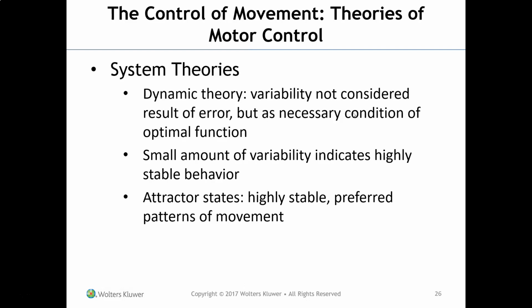But it gives us variability, not considered a result of error, but a necessary condition of optimal function. A small amount of variability indicates highly stable behavior. Attractor states are highly stable, preferred patterns of movement. So these are just different ways that we can manipulate the environment, manipulate the patient, and it will change their behavior.